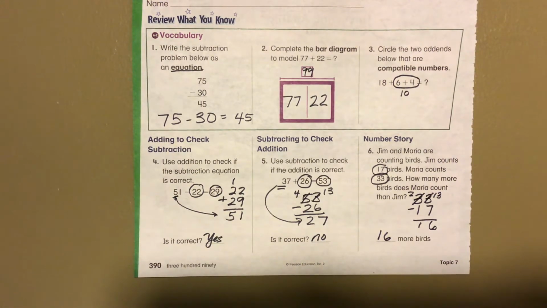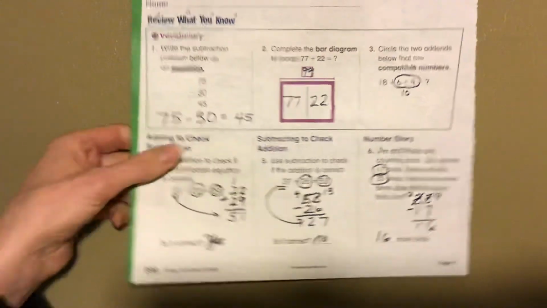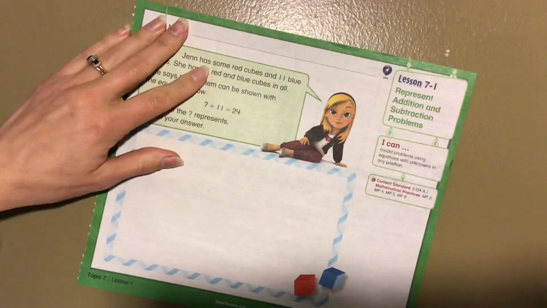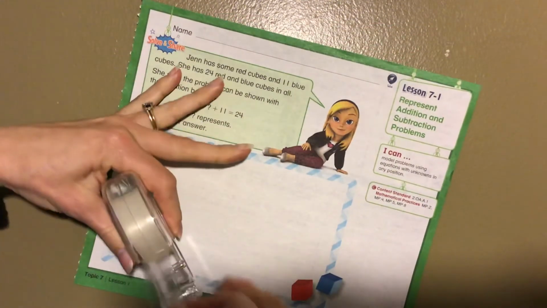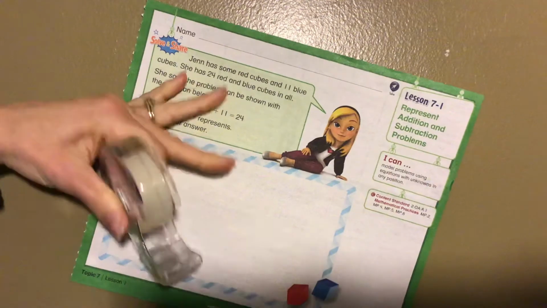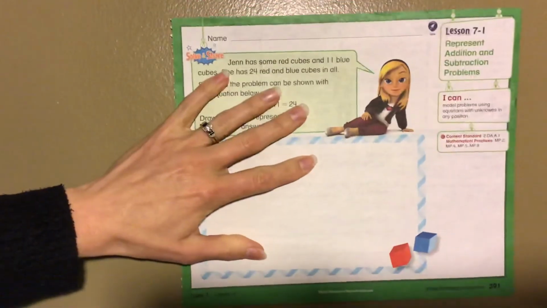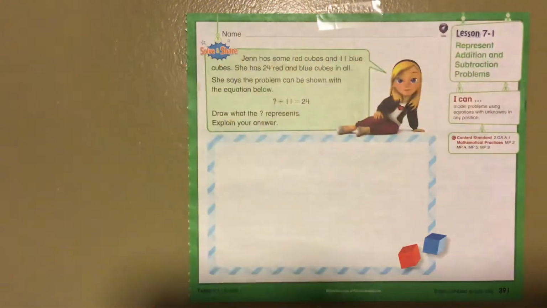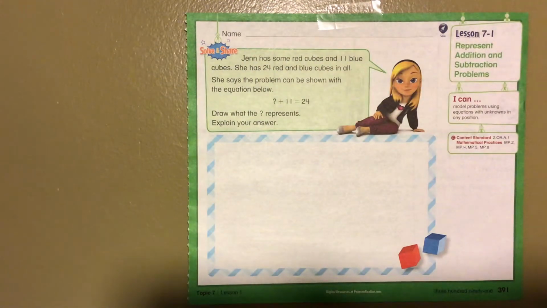All right, let's go ahead and go on to the main first page of our lesson here. Let me get it all taped up for us. And of course, my tape is being difficult. Let's put it about right here. Okay, let's go ahead and get started with this one.